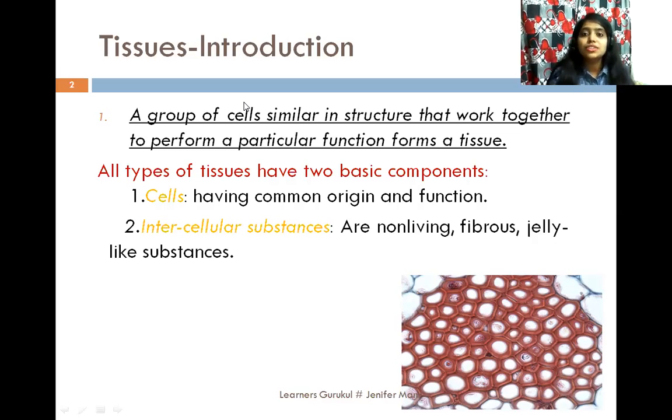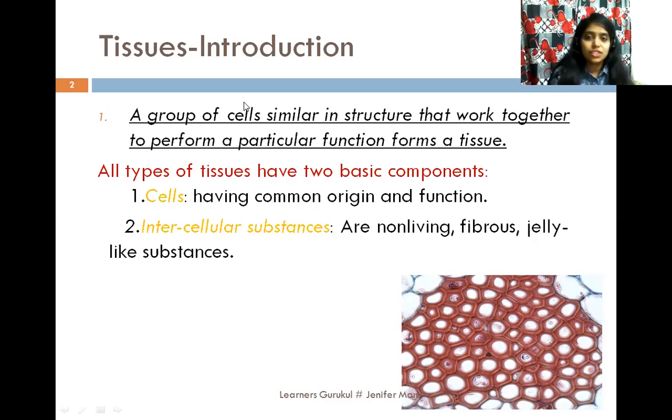So tissues will be like the same type of cells, together. When the cells are put together, the cells must be the same in structure and also functionally they must be the same. These types of cells are said to be tissues.